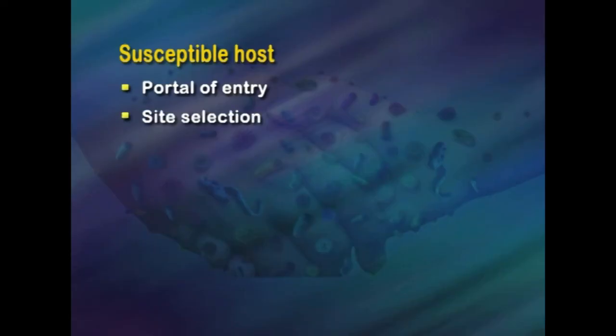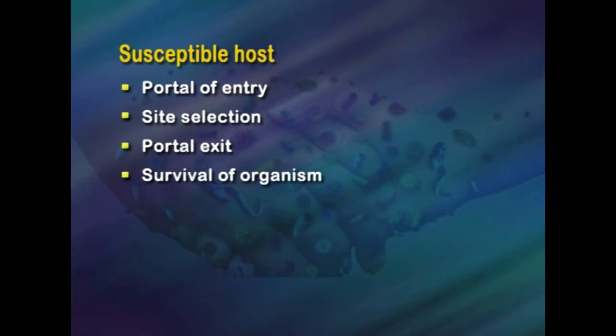Site selection. Once entered into the body, the organism searches for an appropriate site or tissue for multiplication and its survival. Then portal of exit. The agent must find a way out of the body and reach a new host for transmission. If there is no way out, the infection becomes a dead-end infection, as in rabies. Survival of organism. The disease-causing agent must survive in the external environment till it finds a new host.